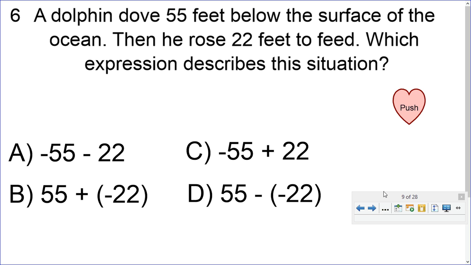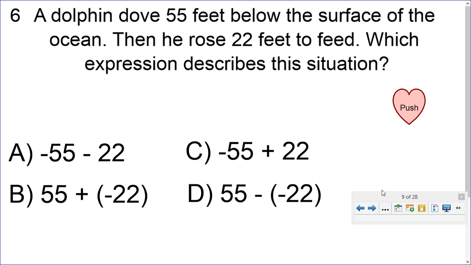Here we have a question about a dolphin that dove 55 feet below the surface of an ocean. Then he rose 22 feet to feed. Must have been hungry. Which expression describes this situation?